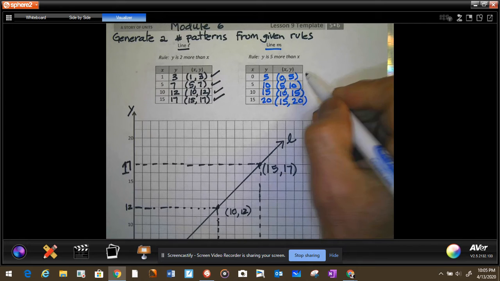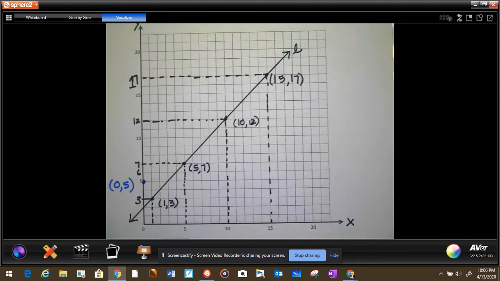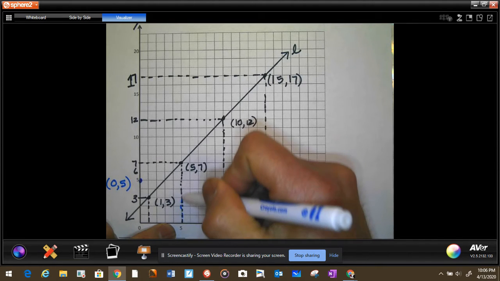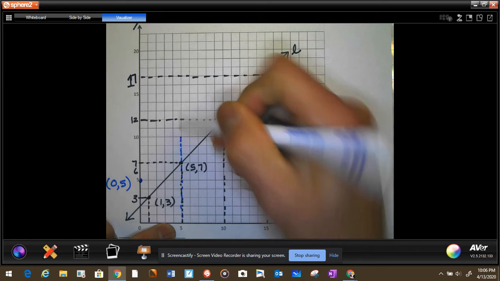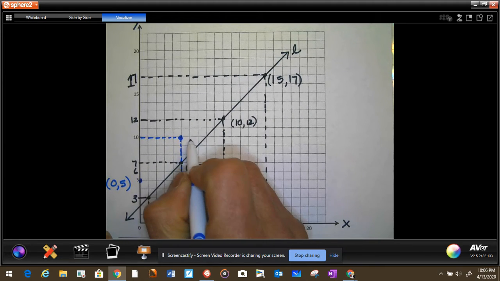Our next point is 5 and 10. So x is going to be 5. So we're going to plot 5 here, and we're going to jump to 10. And there is 10 right there. And that's the next point, the next pair of coordinates.